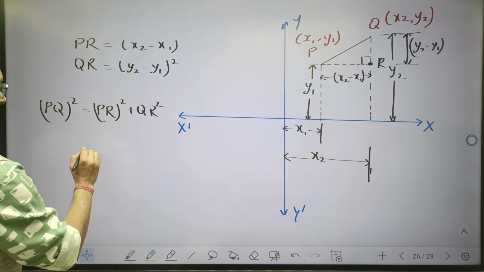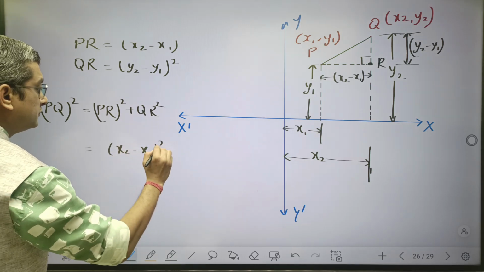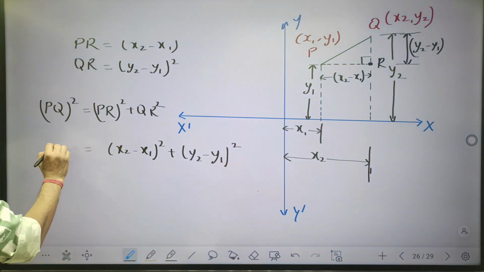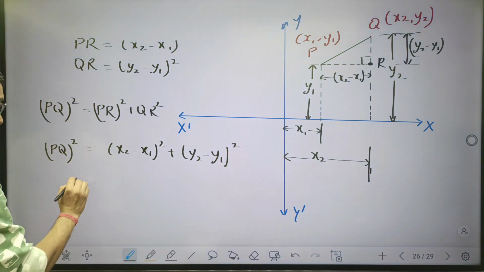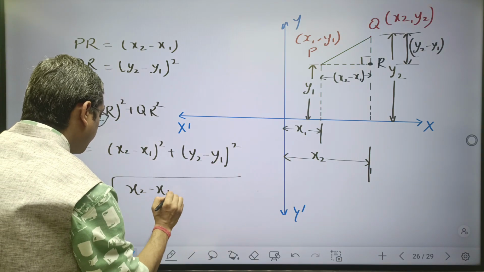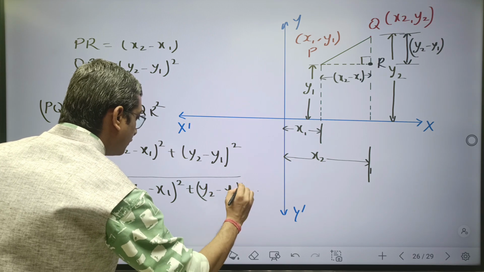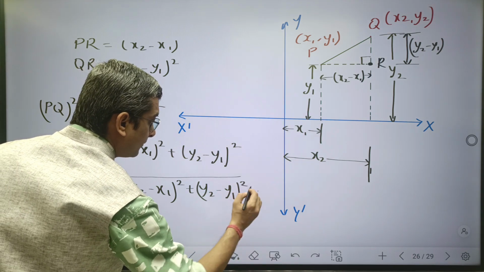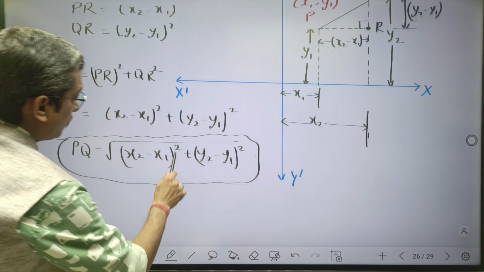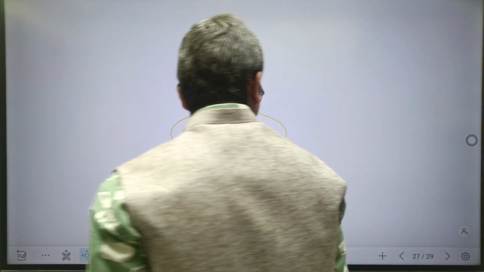So what is PR? PR is x2 minus x1, squared, plus y2 minus y1, squared. So this is PQ square. Taking square root on both sides, PQ is the root of x2 minus x1 whole square plus y2 minus y1 whole square. So this is the distance formula, dear students. If any points have coordinates x1, y1 and x2, y2, this is the distance formula.